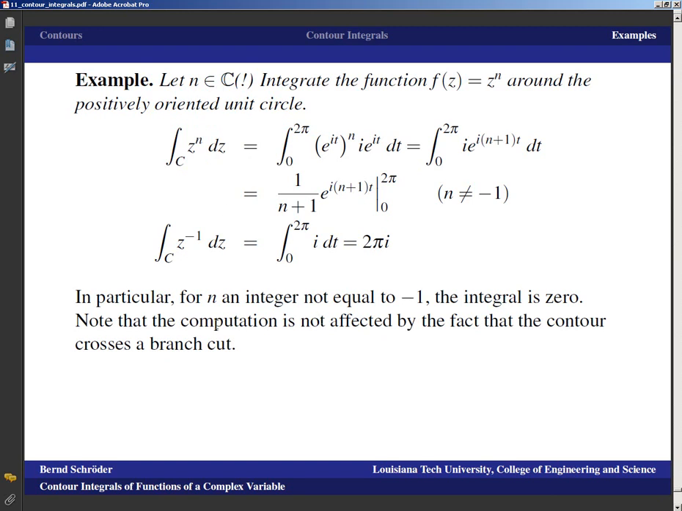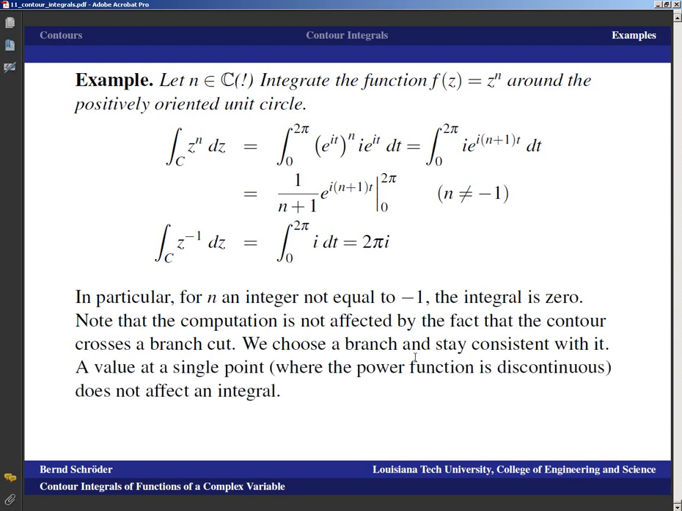Note that even though we had to be very careful with branches, this all works out. For integer exponents there is no problem because there is no ambiguity, but for complex exponents the computation is not affected that we're crossing a branch cut. We just choose a branch, and as long as we stay consistent with that branch as we go along the integral, then things will not be a problem, because a value at a single point where the power function may be discontinuous will not affect the integral.